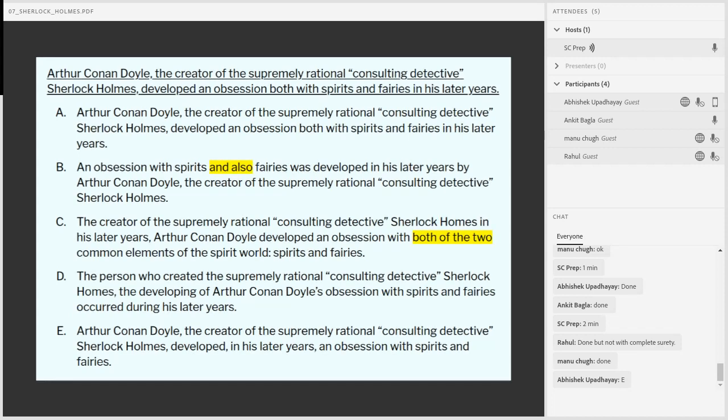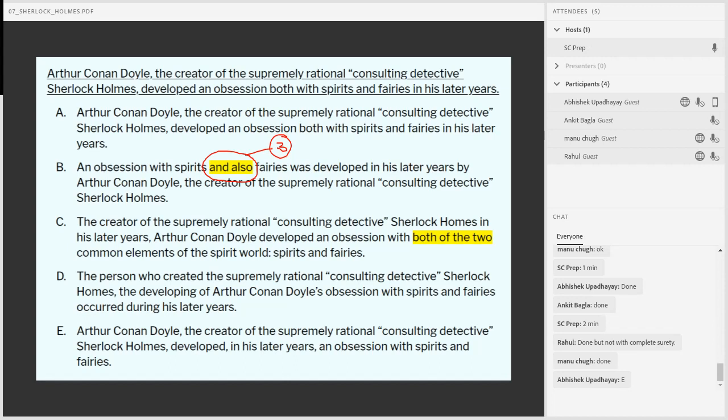So first, let's summarize Ankit's approach. Ankit said "and also" is redundant. Redundant means when you're using multiple words and, given the presence of one of those, the other one is not necessary. So "and also" is an example of redundancy. Now let's attach the level 3 call that Ankit attached. We have seen "and also" in correct options on the GMAT. But that's the point. Although it's not impossible, it is something we would generally not want to see.